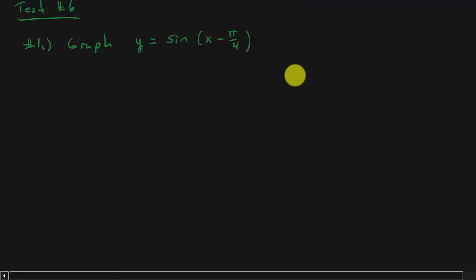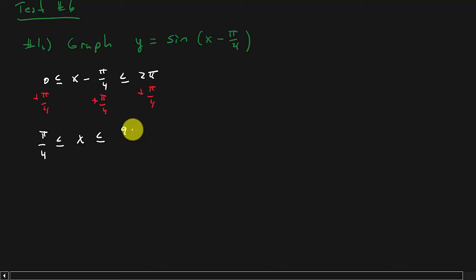All right. Test 6, we want to graph this: y equals sine of x minus pi over 4. We know the basic shape of the graph of sine, so we want to take the x minus pi over 4 and put it between 0 and 2 pi and solve for x. So I'm going to add pi over 4 to all three parts. This gives me pi over 4 is less than or equal to x, less than or equal to 9 pi over 4.